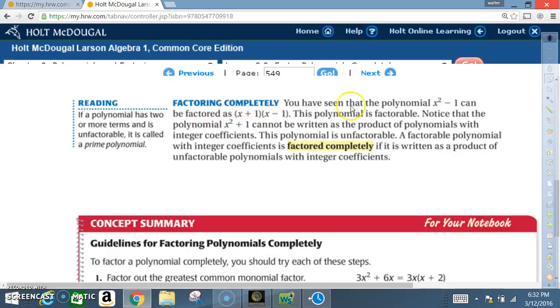Factoring completely, you have seen that the polynomial x squared minus 1 can be factored as x plus 1 times x minus 1. This polynomial is factorable. Notice that the polynomial x squared plus 1 cannot be written as a product of polynomials with integer coefficients. This polynomial is unfactorable. A factorable polynomial with integer coefficients is factored completely if it is written as a product of unfactorable polynomials with integer coefficients.